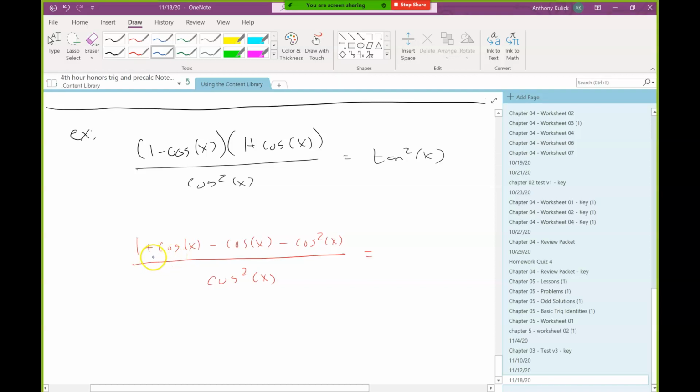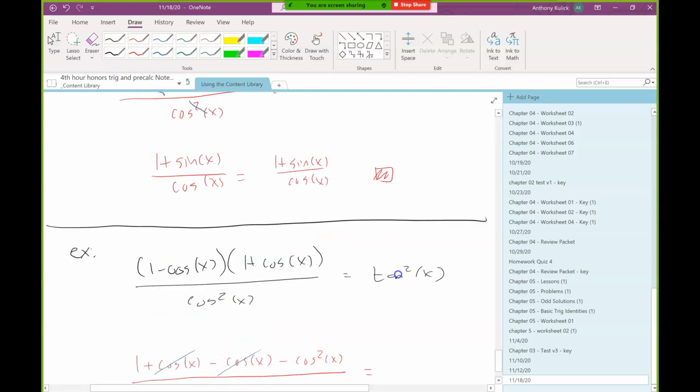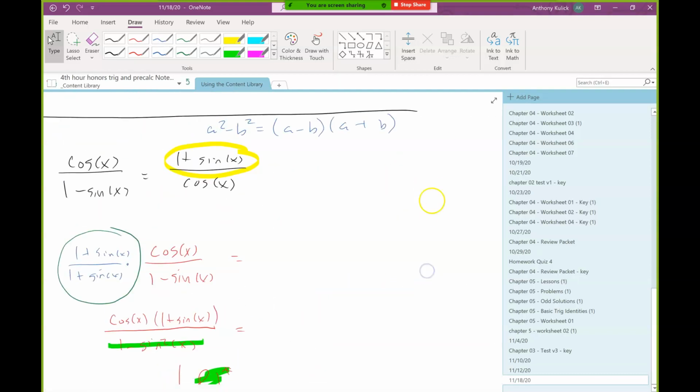And if I combine like terms, I have a positive cosine x and a negative cosine x. So those cancel out, leaving 1 plus cosine squared over cosine squared. And now this looks familiar, right? 1 minus cosine squared. I had something pretty similar to that just a moment ago. I had a 1 minus sine squared that I used something on. Let's go back and look at our identities.